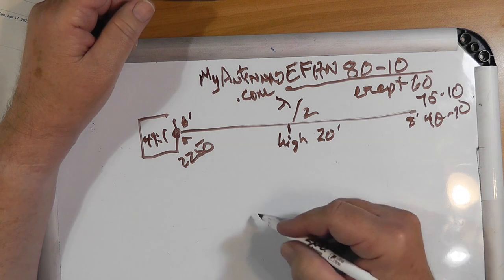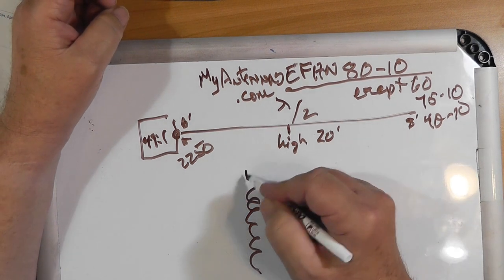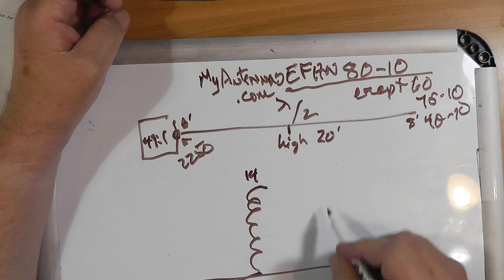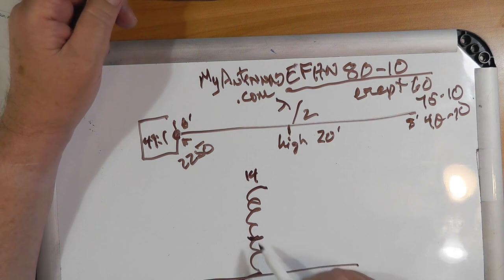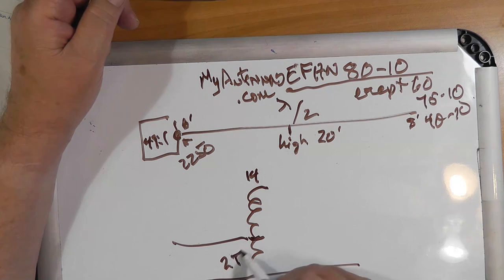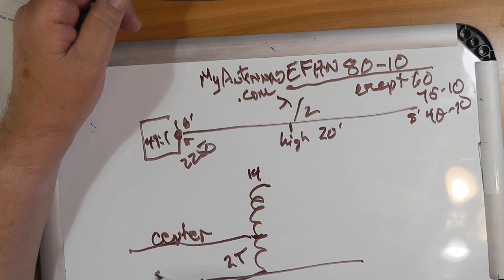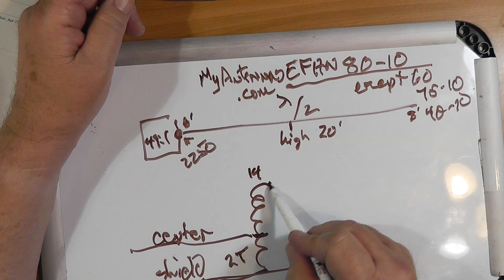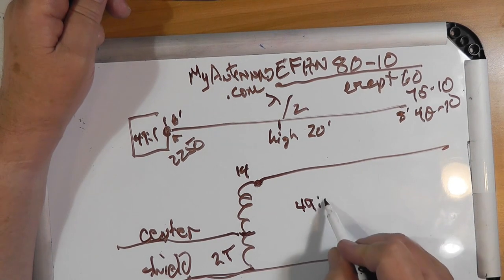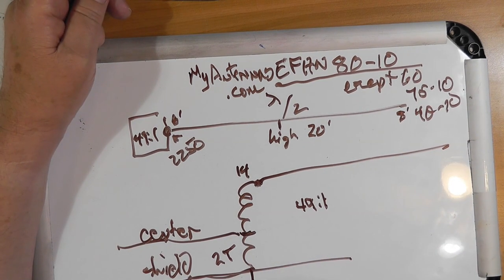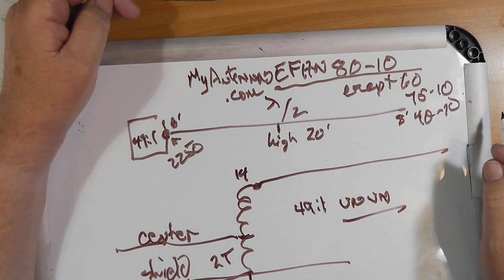unun. And it's often made with an autotransformer. So you'll have 14 turns, and it'll come through like this. And then there will be two turns here, and this is the center conductor, and this is the shield on the coax. And this attaches to the antenna. The question is, what do you do with this? So this is a 49-to-1, unbalanced, since this is ground. Unbalanced to unbalanced, or unun.